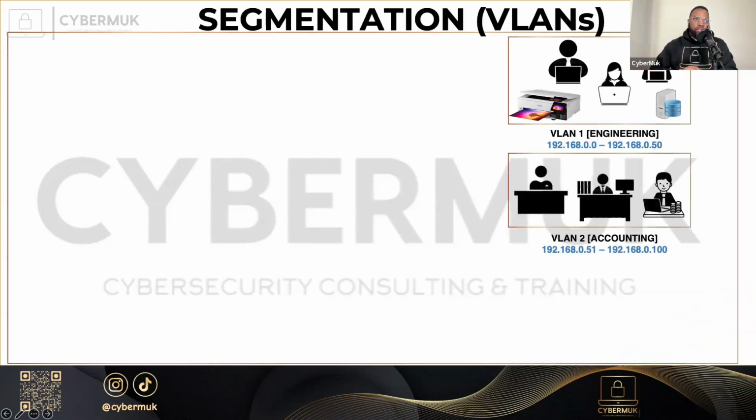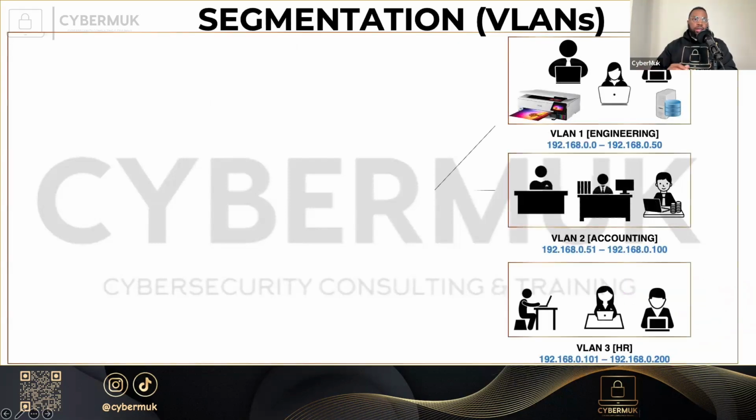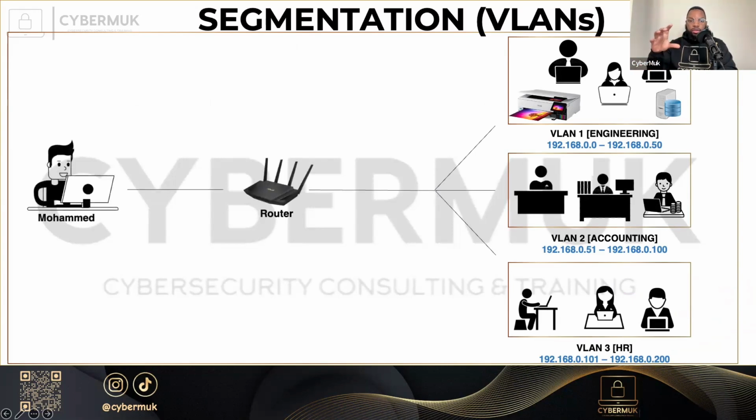Imagine you have the organization like that. You want to split the network architecture into different parts such that those in engineering can be in a separate VLAN, a virtual local area network. Those in accounting are on a separate network. Those in HR on a separate network, for example. It's usually more than that.